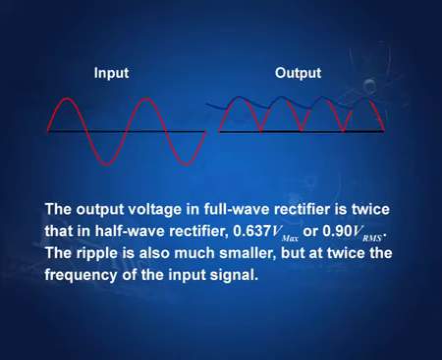Now, if we put a capacitor in the output circuit, then what happens? There is the filtering process. The capacitor gets charged up to this, then discharges, charges, then discharges, charges, and like that. So the frequency of the ripple now is twice the frequency of the input signal.